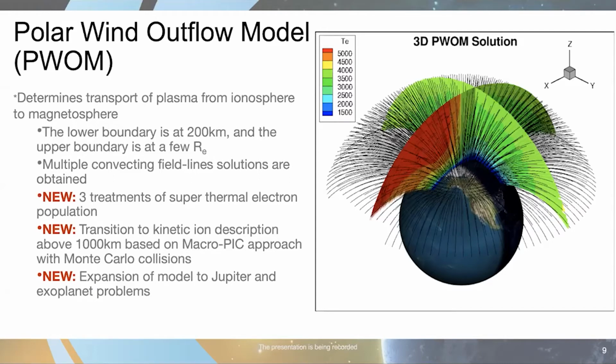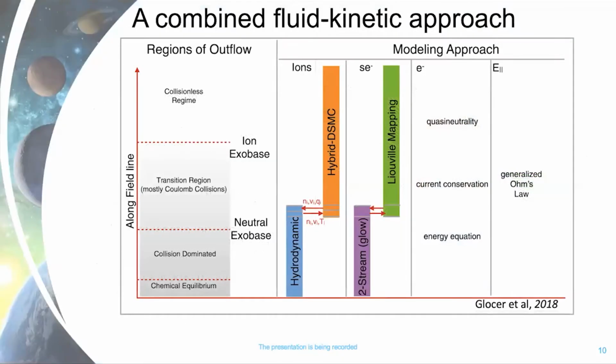Now along each one of these field-aligned solutions, we're solving the equations. We have a setup like this. At low altitudes, we're solving the hydrodynamic equations for each ion fluid. Then we transition to a hybrid PIC, or DSMC, using direct simulation Monte Carlo with collisions at high altitude. And then we interface these two approaches at an interface, which is in the transition region.